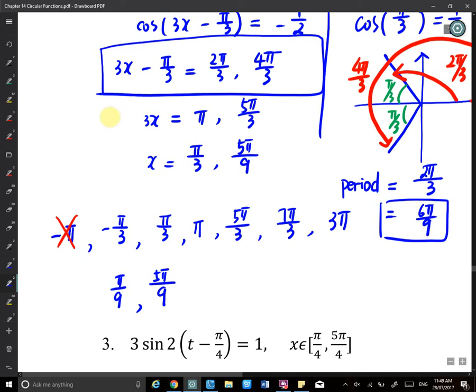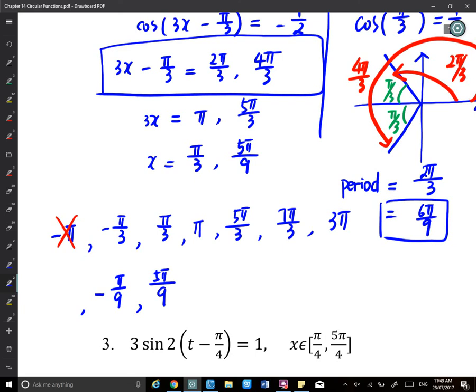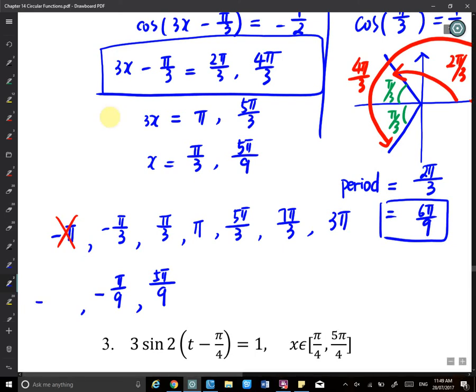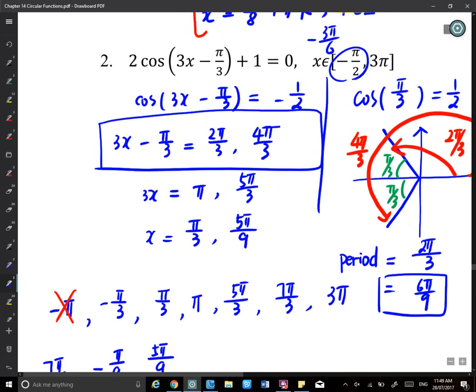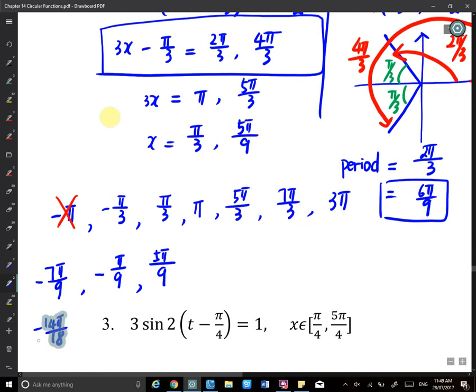Do you think it's within the domain or outside the domain? That's still within the domain. Then I will subtract another one. That's negative 7 pi on 9. Do you think that one will work or not? No, because that's negative 14 pi on 18. That is 9 pi on 18, so it's out of the domain. So I won't have this value here.